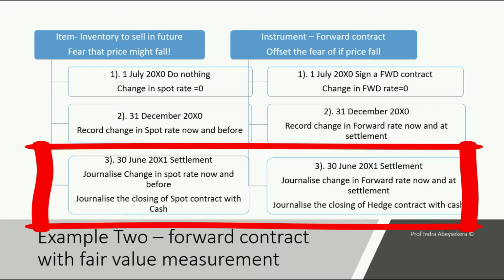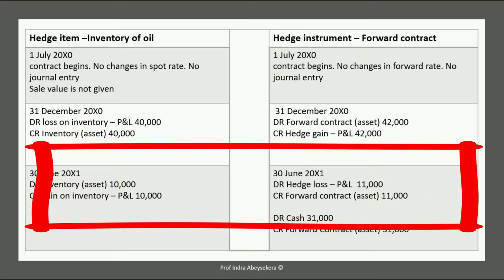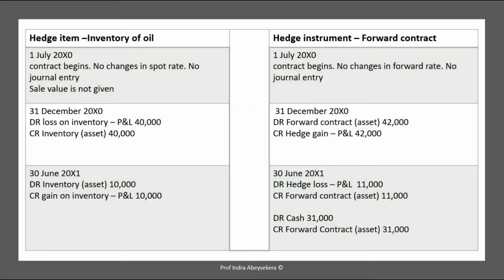And we also need to journalize the closing of the hedge contract with the net of the cash, either to pay cash or to receive cash. So let's look at the journal entries with the information that's given to us.